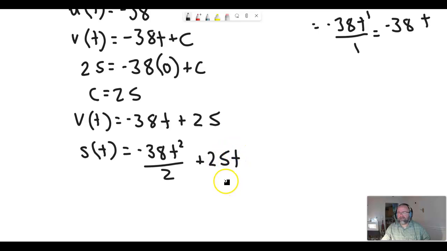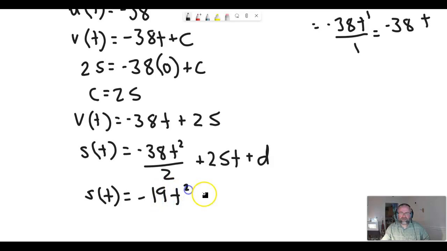And then we also need to add a constant of integration, and since it very well may be different than our last one, I'm going to use a different variable, so we'll say plus d. You can use any variable you'd like. So let's clean this up a little bit. So s of t is going to be equal to negative 19 t squared plus 25t plus d.